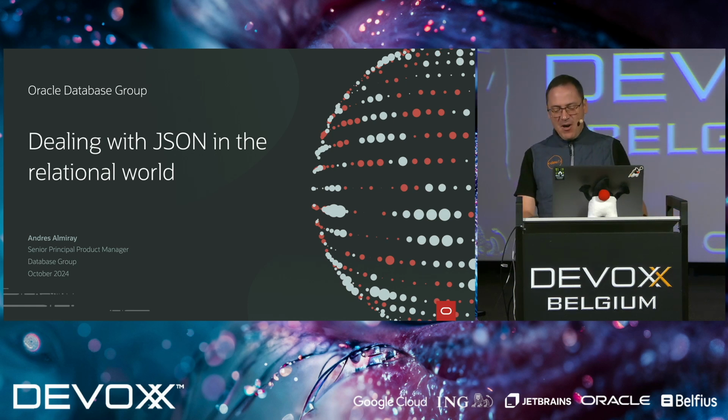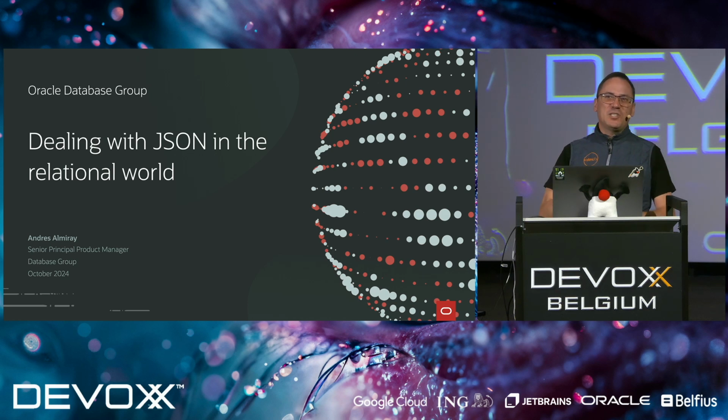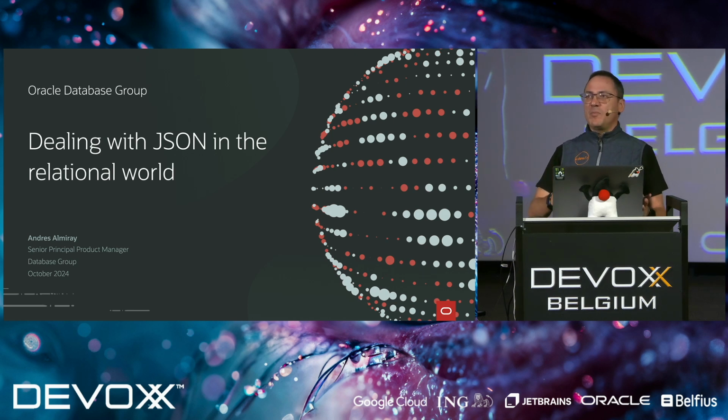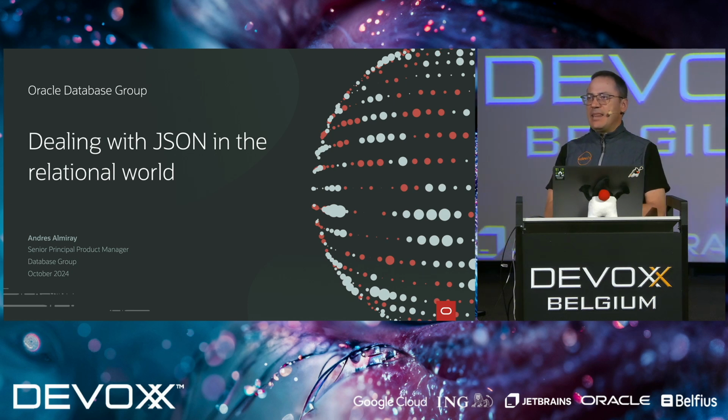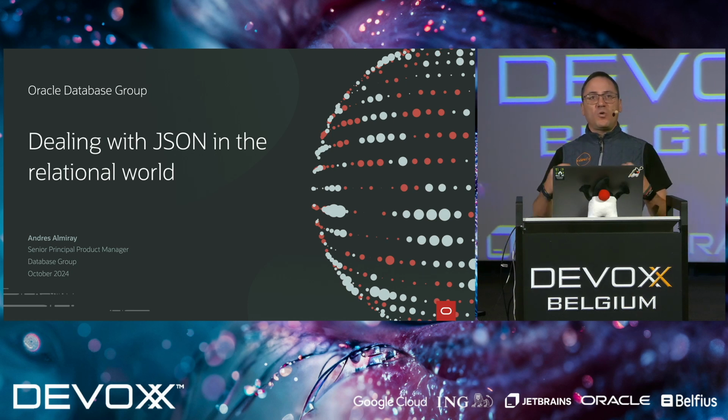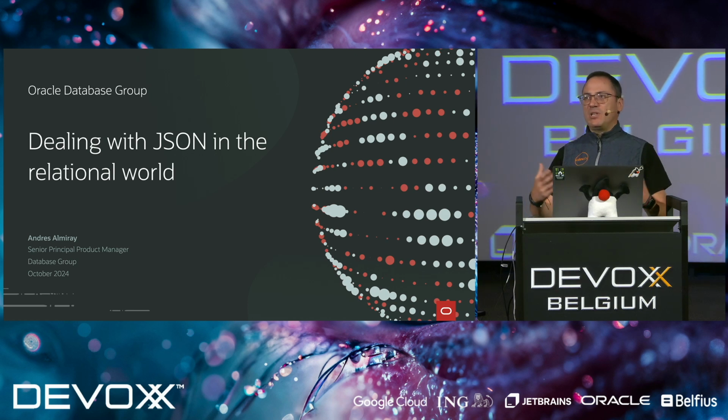Thank you so much. The topic of today that I have for you is called dealing with JSON in the relational world. The idea of this session is to showcase some of the things that you have to have in mind if you want to use JSON documents and relational databases. There's going to be more than one, and there will be other features that you can use in order to store JSON and to make use also of relational data together with JSON documents.